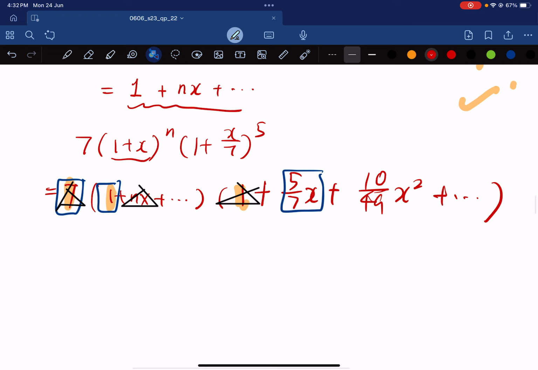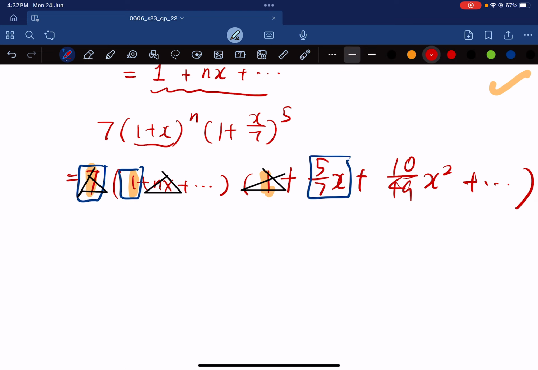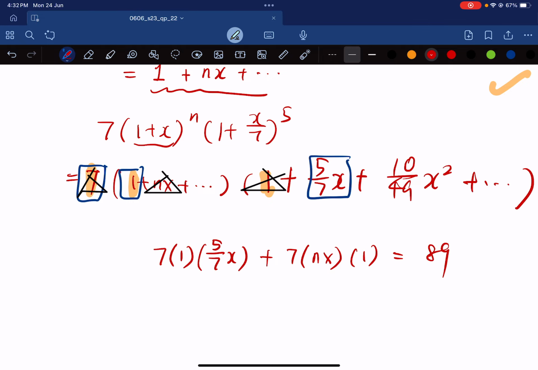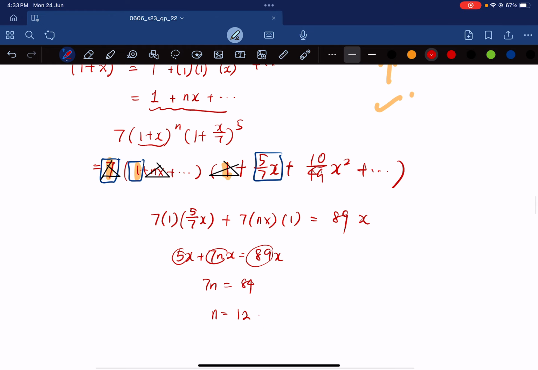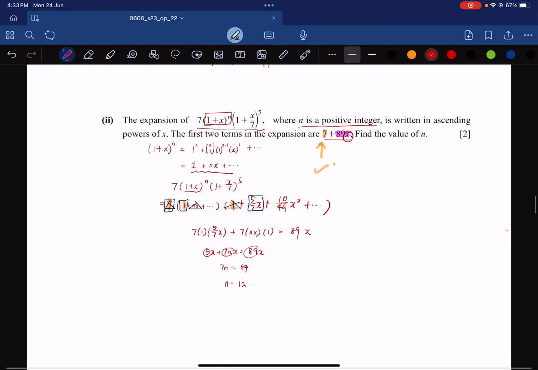So the blue one would be 7 times 1 times 5 over 7x, plus the black one, 7 times nx times 1, which equals 89x. So this is 5x plus 7nx equals 89x. So 7n would be 84. So n would equal 12. Perfect. Okay, so yeah.